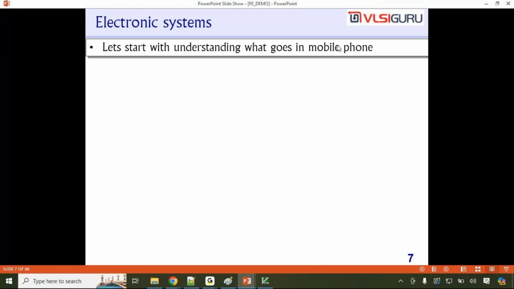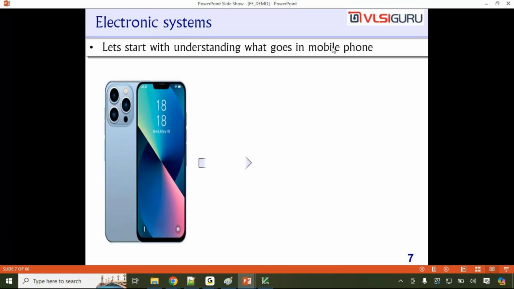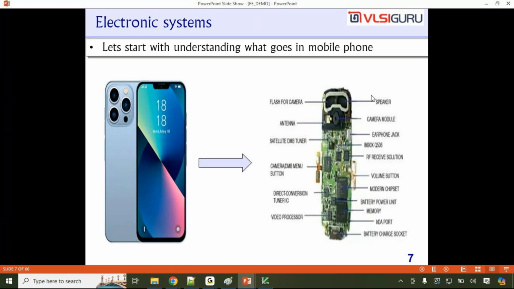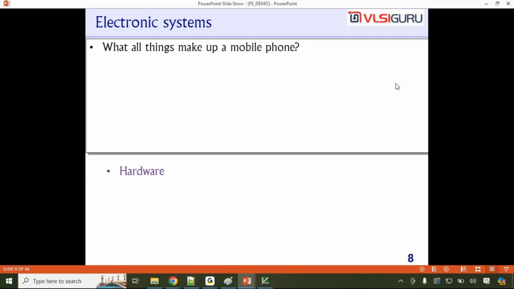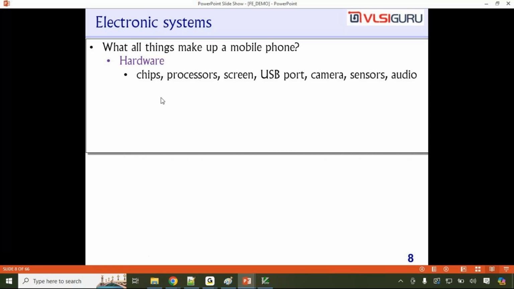Okay. You take a mobile phone, what all things do you see? First thing you see is only the hardware part of it, which consists of some GPU subsystem, CPU subsystem, multimedia subsystem, some camera, touch screen, different things. First thing is the hardware, which could be things like chips, processor, screen, USB port, camera, sensors, audio, different things that make the hardware.